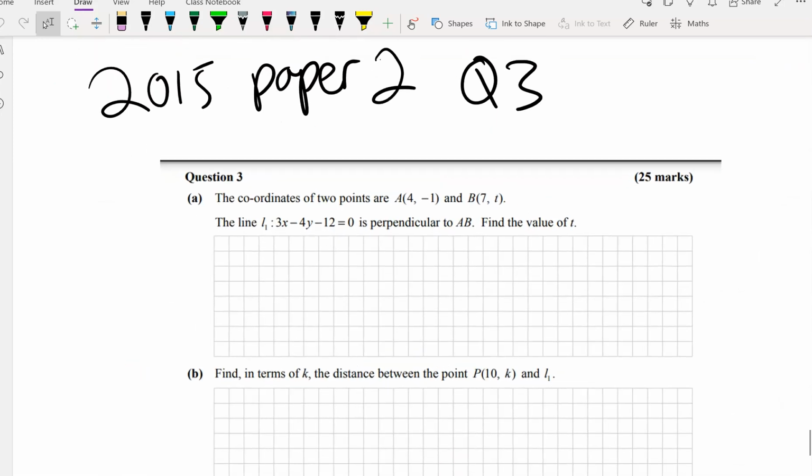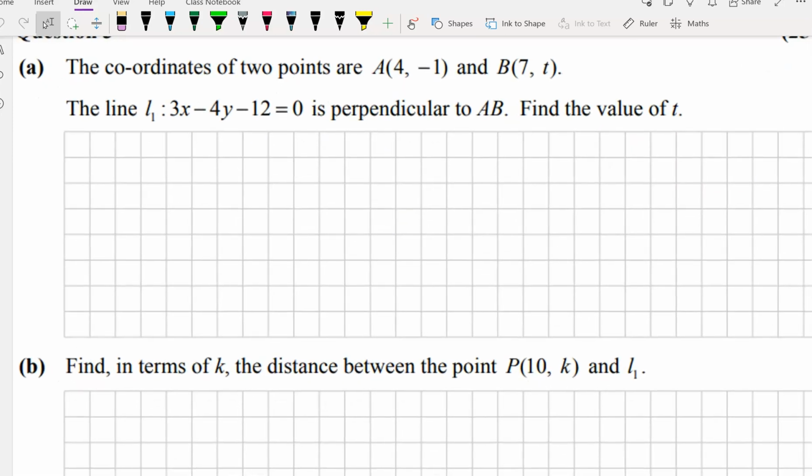Okay, this is 2015, paper 2, question 3. The coordinates of 2 points A and B are (4, -1) and (7, t). The line L1, 3x minus 4y minus 12 equals 0, is perpendicular to AB. Find the value of t. Perpendicular means that the product of the slopes must be equal to minus 1. Alternatively, when we find one slope, we can flip and change the sign to find the other.